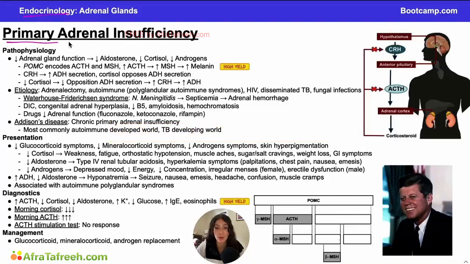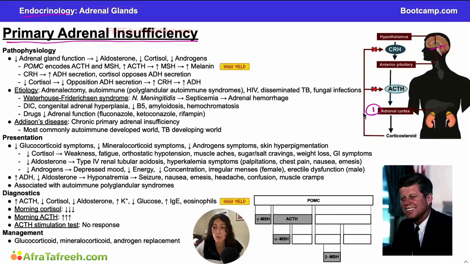In this section, we'll be going over primary adrenal insufficiency, which is a very commonly tested pathology on Step 1. Primary adrenal insufficiency is going to occur at the level of our adrenal cortex. So if you look in this pathway over here, this is not a problem with your pituitary gland. It's not a problem with your hypothalamus.